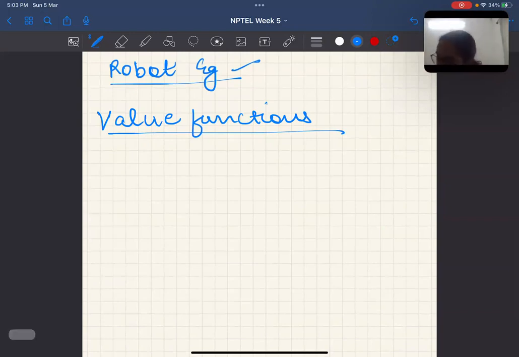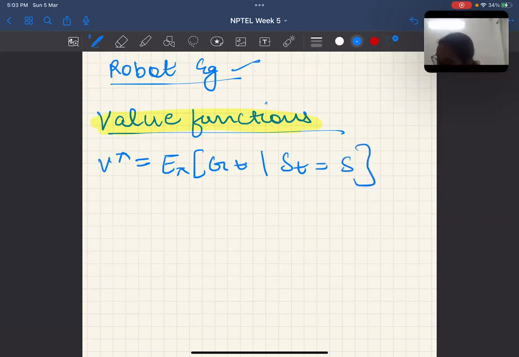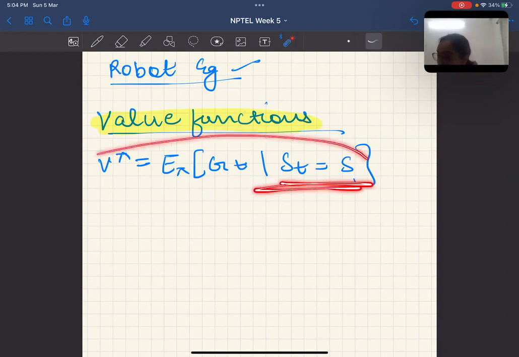So what is the value function, first of all? The value function V pi is equal to the expectation of GT given ST is equal to S. What is GT? What is ST? What does it mean?